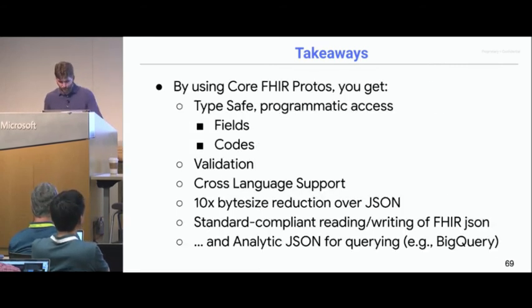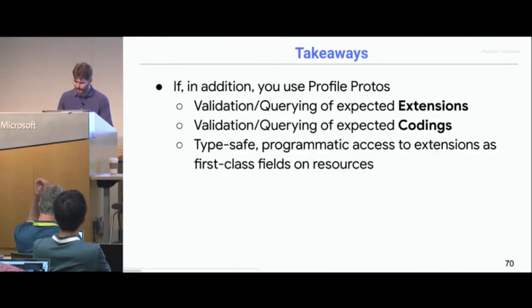By using the core FHIR protos, you get type-safe programmatic access to fields and codes, you get validation, you get cross-language support, you get an enormous byte size reduction, you get standard compliant reading and writing of FHIR JSON, and you get analytic JSON for querying through things like BigQuery.